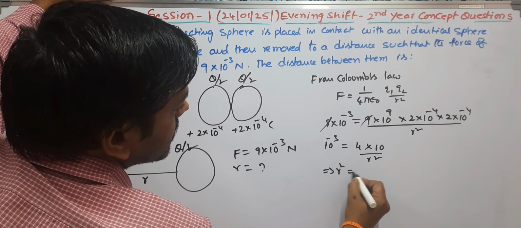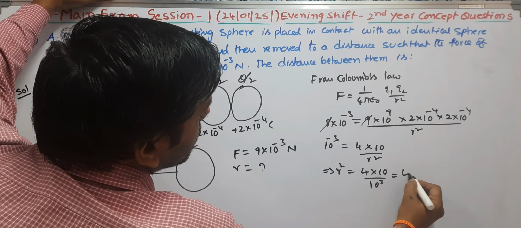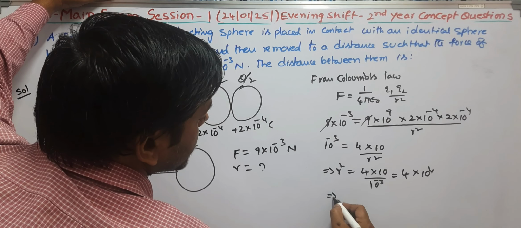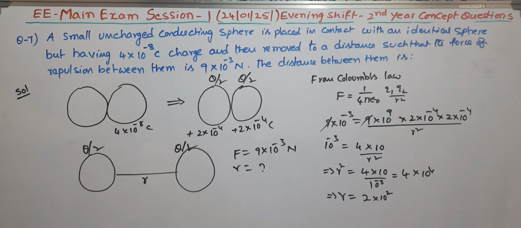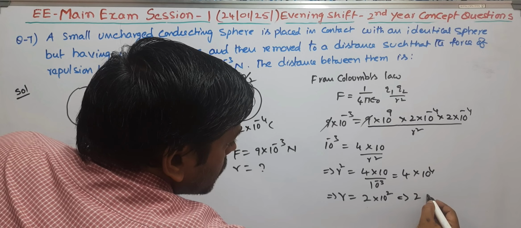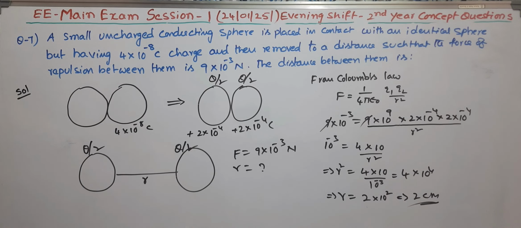That implies r square is equal to 4 into 10 by 10 cube, that will equal 4 into 10 power 4. That implies r is equal to 2 into 10 square meter, which equals 2 centimeter. In centimeters, that is 2 centimeter, that is it. This is the answer for this question, okay, right.